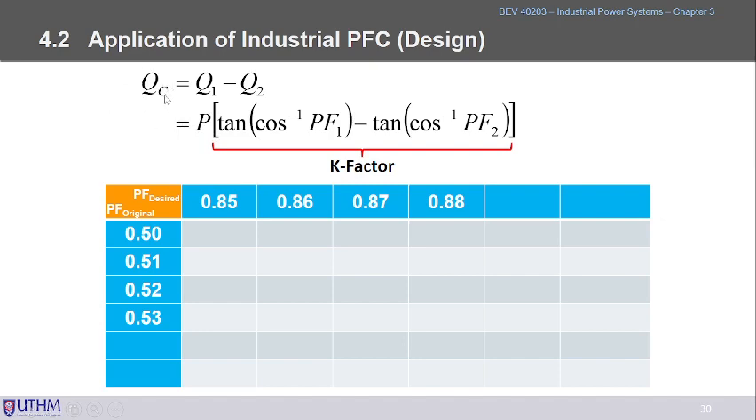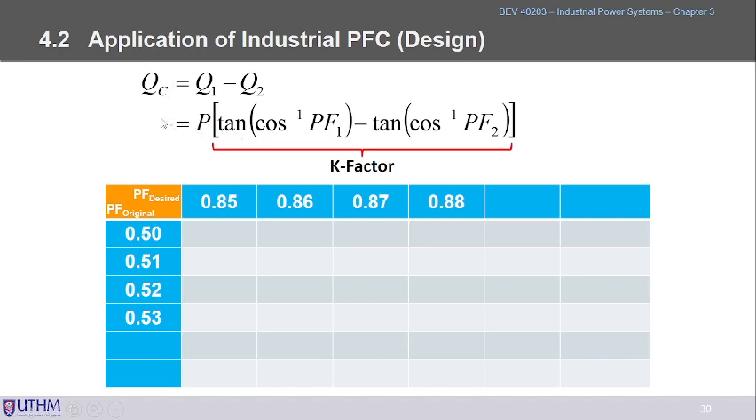Because the compensated Q, as we saw just now, is Q1 minus Q2. Q1 is before you compensate, and Q2 is after you compensate. Then how much is the Q that you can draw from the system? This is from the system, and this is from your load. Of course, this one is from the capacitor bank. And we know that tangent theta is equal to Q divided by P.